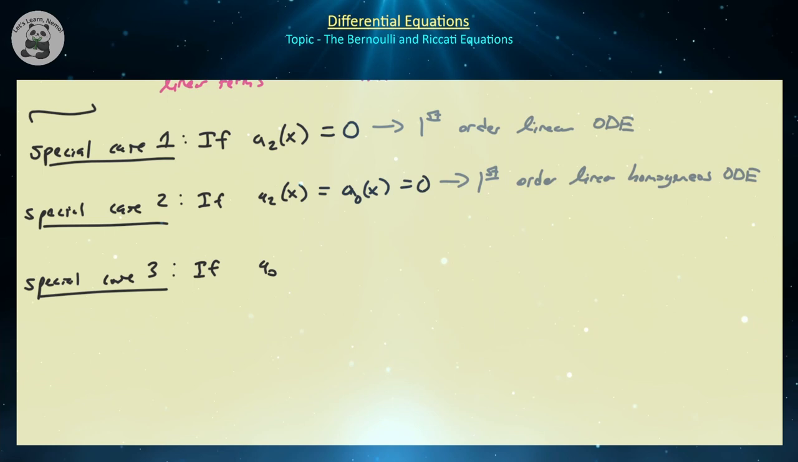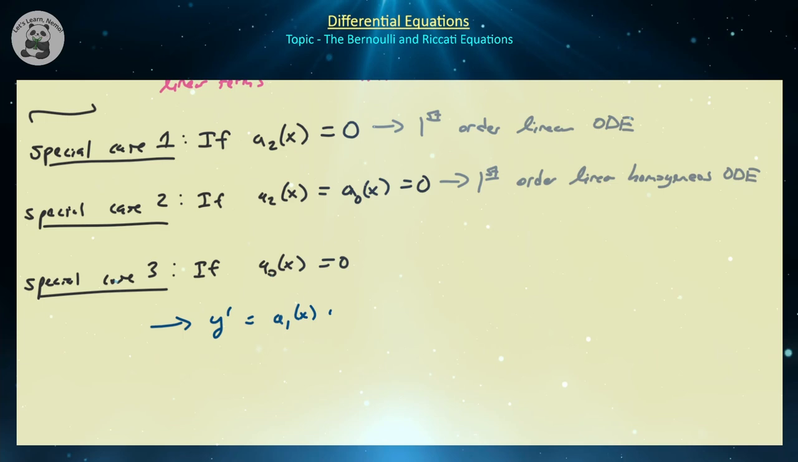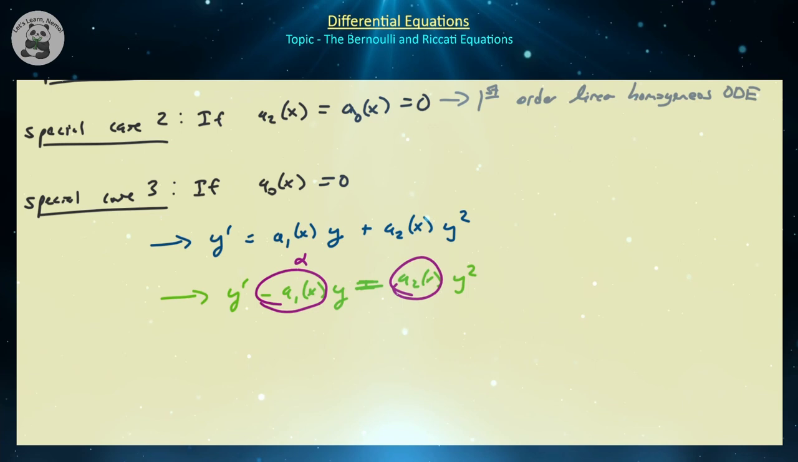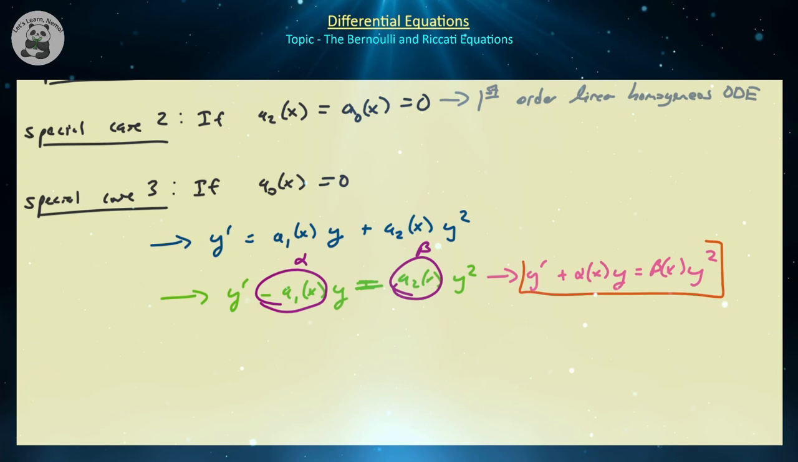If we just have a0x is equal to 0, what are we going to be left with then? So let's actually take a look at that. So we're going to have y prime is equal to a1xy plus a2xy squared. Well, if we rewrite this equation, we're going to have y prime minus a1xy is equal to a2xy squared. And if we start renaming things, for example, that is alpha and that is beta, then what we're going to have is y prime plus alpha xy is equal to beta xy to the power of 2. And we should already know what type of differential equation this is.